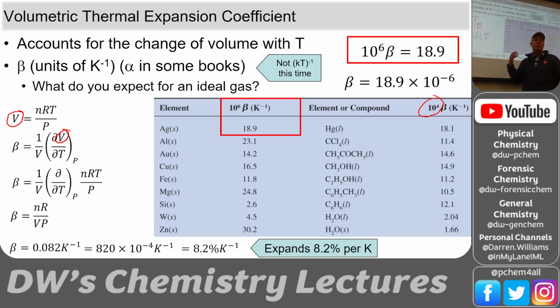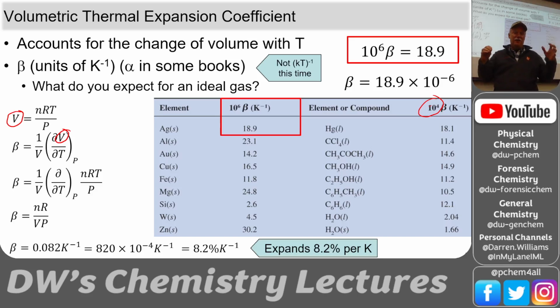So this caught me when I was first teaching this class, looking at the table. I was like, this doesn't make sense. If an ideal gas only moves 8.2% for every degree Kelvin, how is it that silicon is moving 2 million times per degree Kelvin? No, it's 2.6 parts per million.